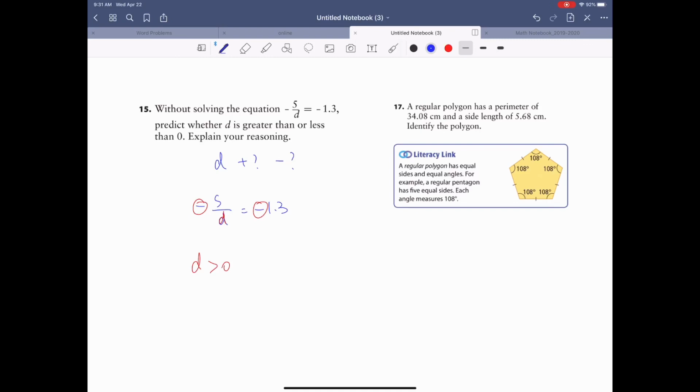Okay, in this case, a regular polygon, so this one, has a perimeter of that and a side length of that. Okay, great, identify the polygon.